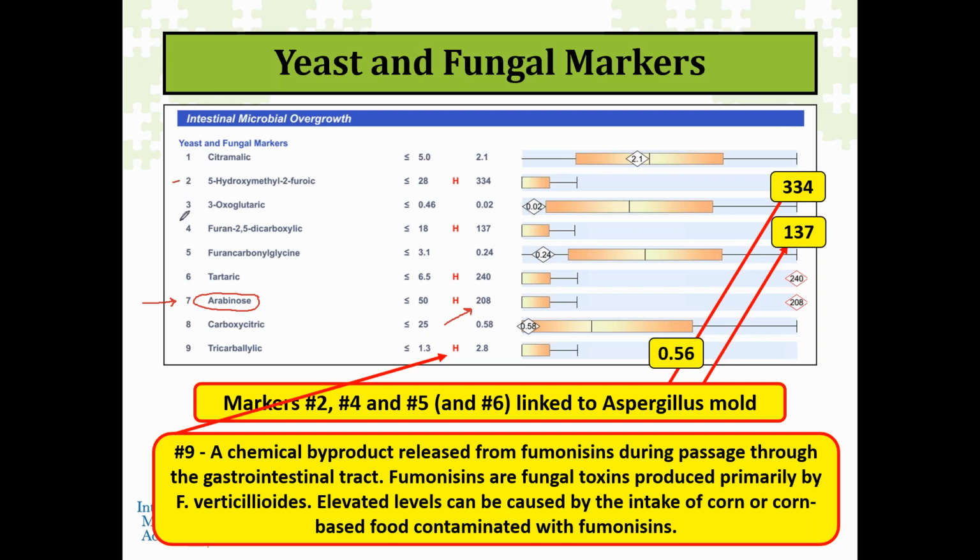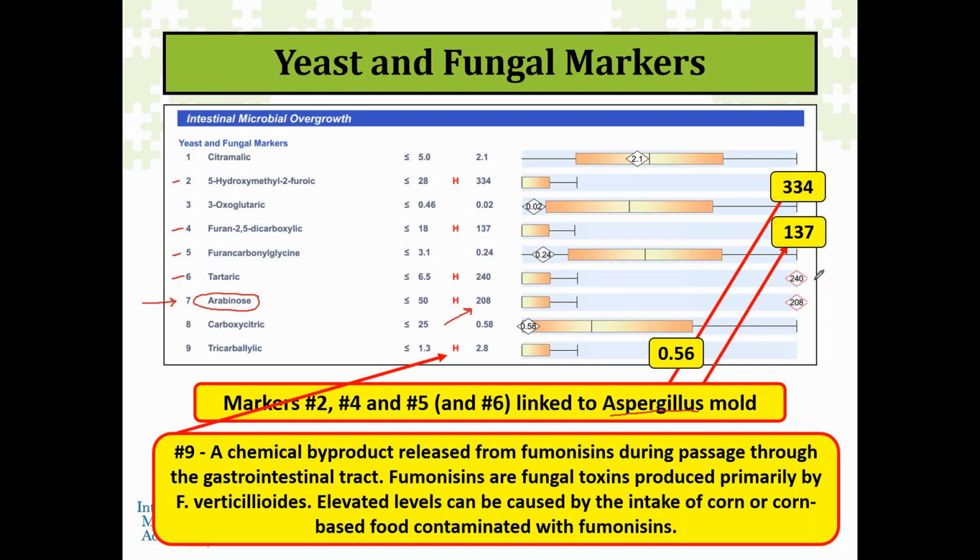But there are other markers, 2, 4, 5, and 6, which are strongly associated with Aspergillus mold. And whenever you see an elevation of one of these markers on the organic acid test, you're looking at an individual who has some colonization of Aspergillus in the gut.